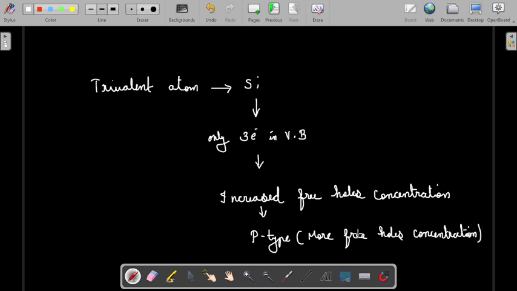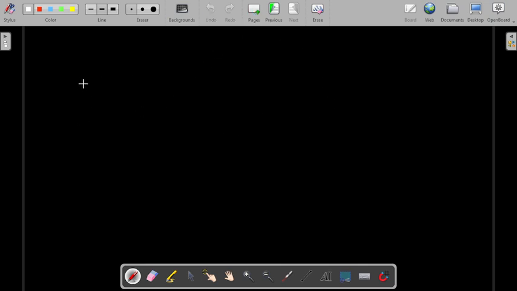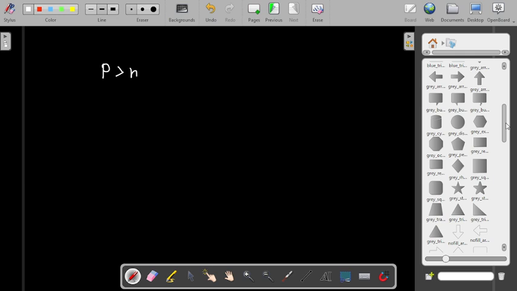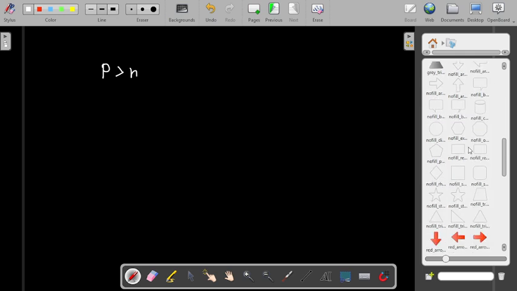Okay, I hope you guys were able to understand this one, how the thing is happening. So similar to the N-type, here also the minority charge carriers are electrons. The majority charge carriers are holes. So p will be greater than n. So the representation, how we will do this, is that whenever we are drawing a p-type semiconductor, we will put the negative charges inside and the holes outside.